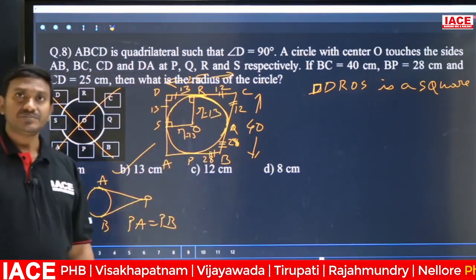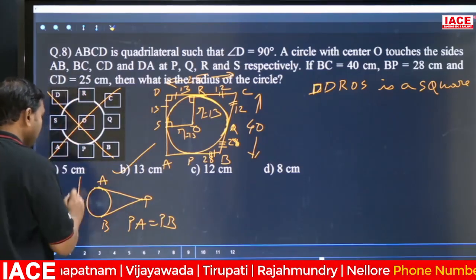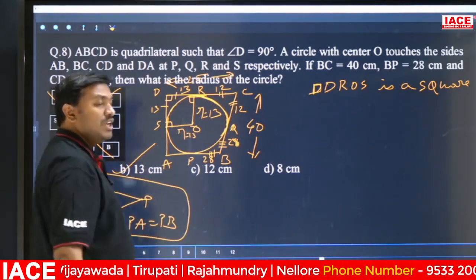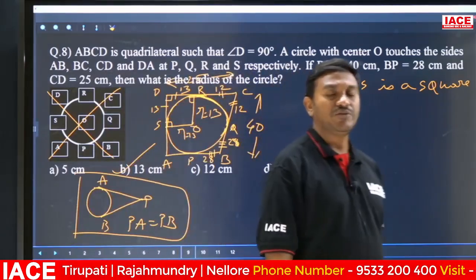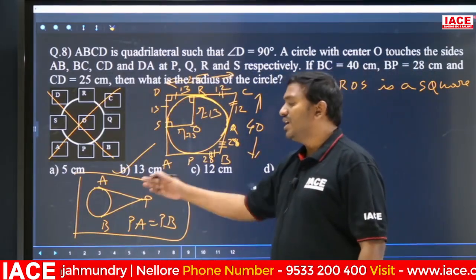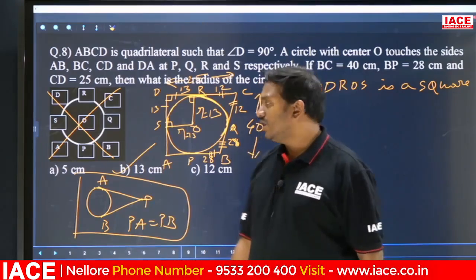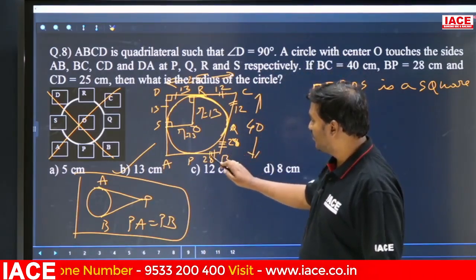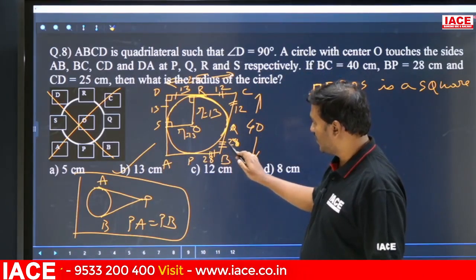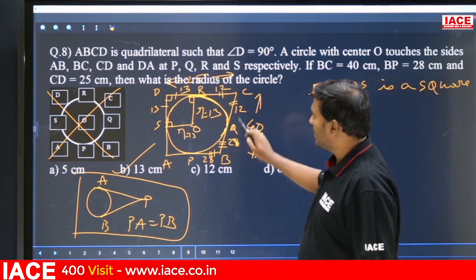Simple. So this is the total question related with this concept. What is the concept? If two tangents are drawn from an exterior point, then both tangents are always equal. So here these two tangents are equal. This is 28 means this is 28. Total distance is given 40. 28 means this is 12.